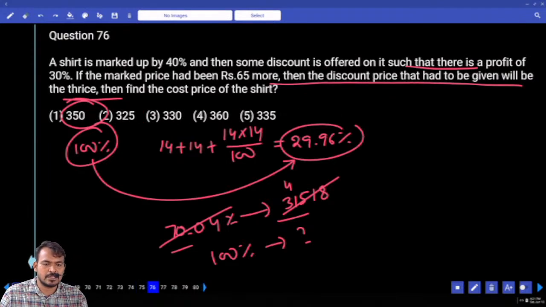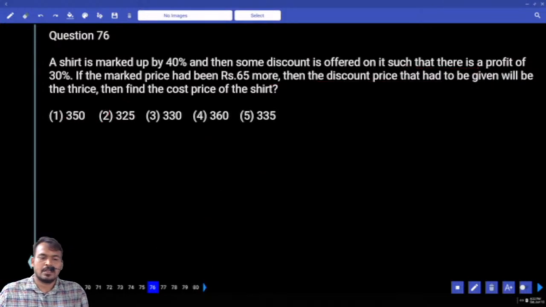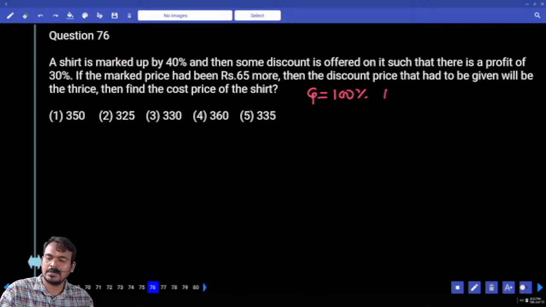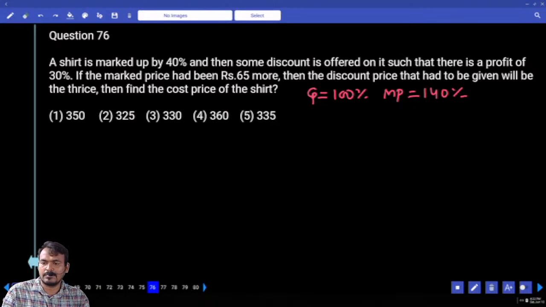Next, question number 76. A shirt is marked up by 40% and then some discount is offered on it such that there is a profit of 30%. If the market price had been 65 rupees more, the discount to be given would be thrice. Then find the cost price of the shirt. Cost price we always consider how much? 100%. Market price here is 40% more, means market price is 140, and he offered some discount but there is a profit of how much? 30%.